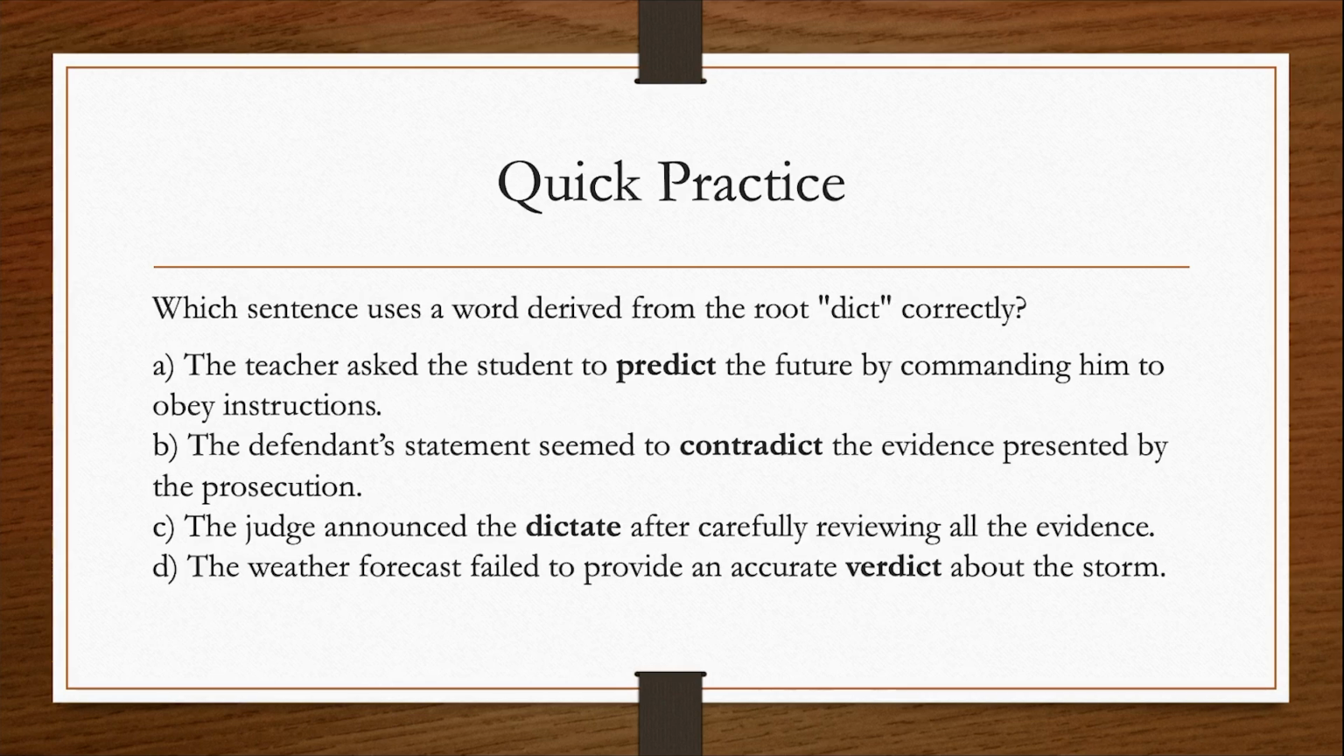A, the teacher asked the student to predict the future by commanding him to obey instructions. B, the defendant's statement seemed to contradict the evidence presented by the prosecution. C, the judge announced the dictate after carefully reviewing all the evidence. And D, the weather forecast failed to provide an accurate verdict about the storm. So we've discussed this root. You can pause the video and again think of an answer.